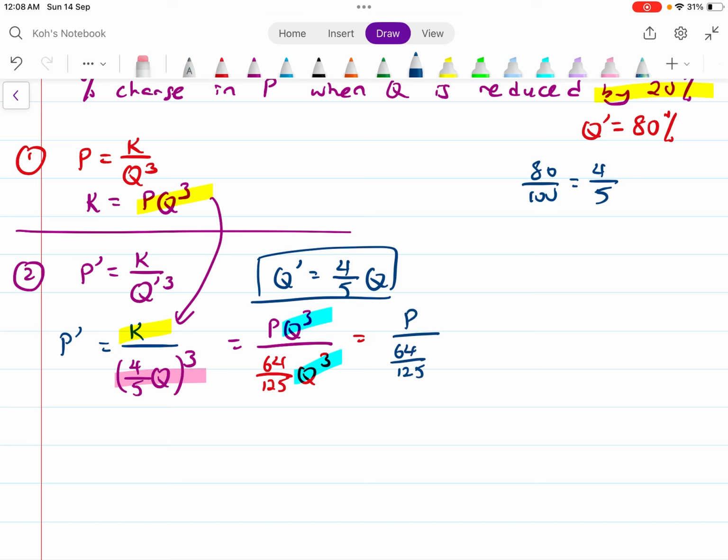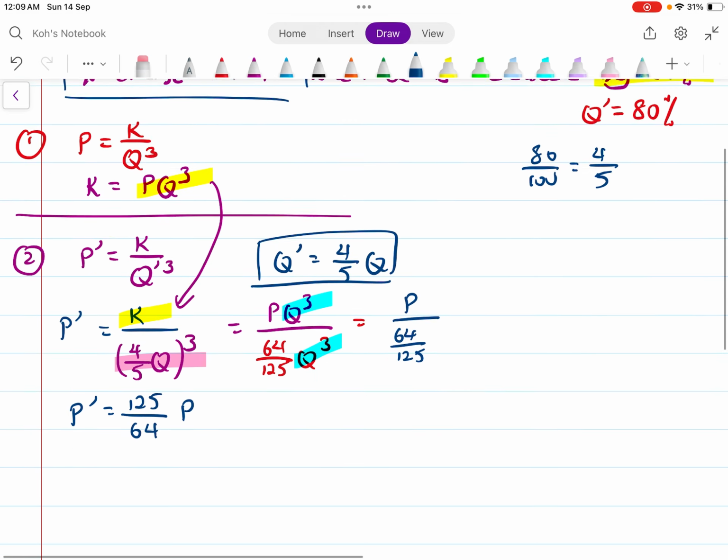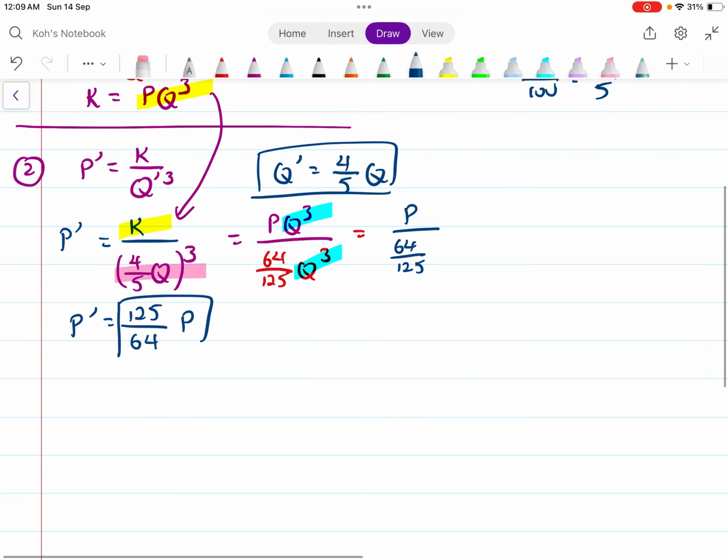Using the KCF method, you get that your new P is 125 over 64 P. So your new P is greater than the original P. They ask what the percentage change in P is. Initially, the original P is 100%, and now your new P is 125 over 64 P. So what is the percentage change?